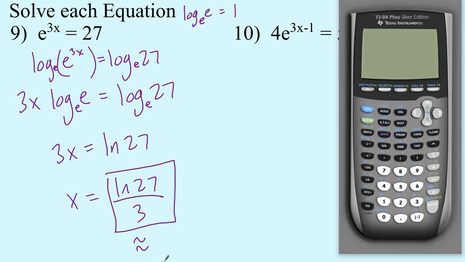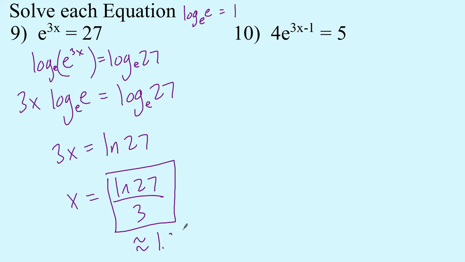Let's plug it into the calculator. So instead of using log, we use ln. That's what this button is. So natural log of 27 divided by 3. Don't forget your parentheses. All right, if we're doing 3 decimal places, that would be 1.099. Okay, calculator ready form, decimal form.